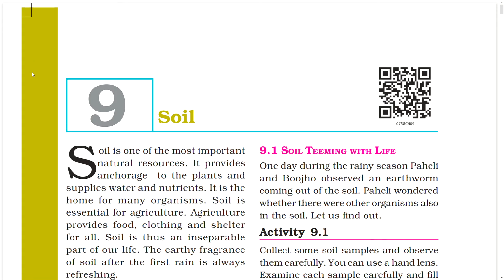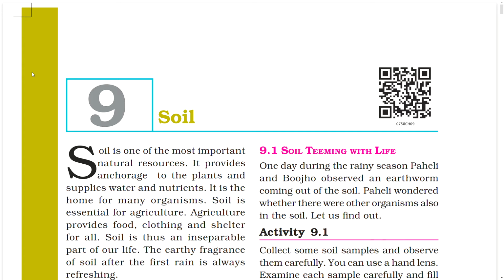9. Soil. Soil is one of the most important natural resources. It provides anchorage to the plants and supplies water and nutrients. It is the home for many organisms. Soil is essential for agriculture. Agriculture provides food, clothing, and shelter for all. Soil is thus an inseparable part of our life.